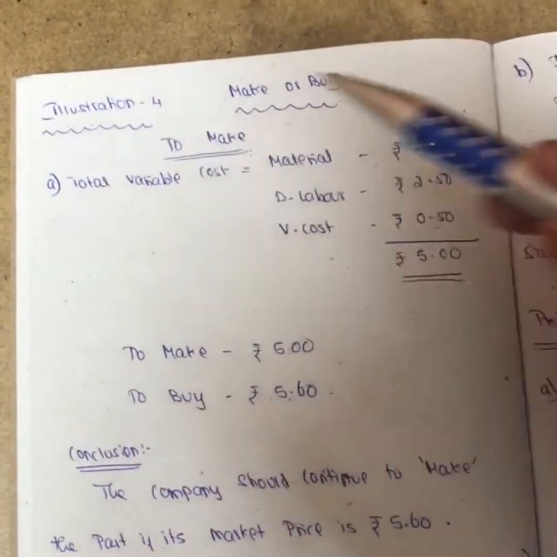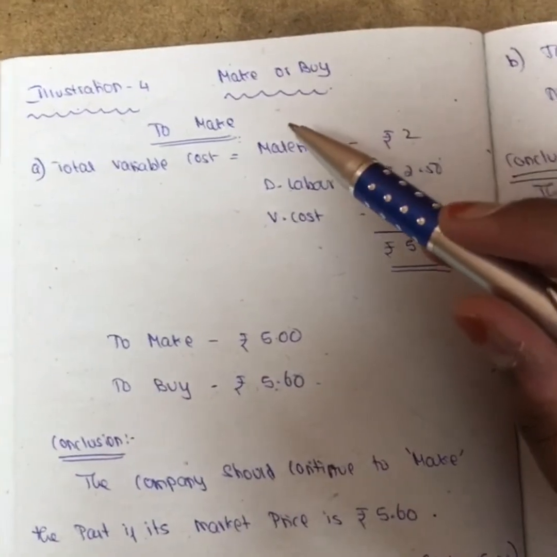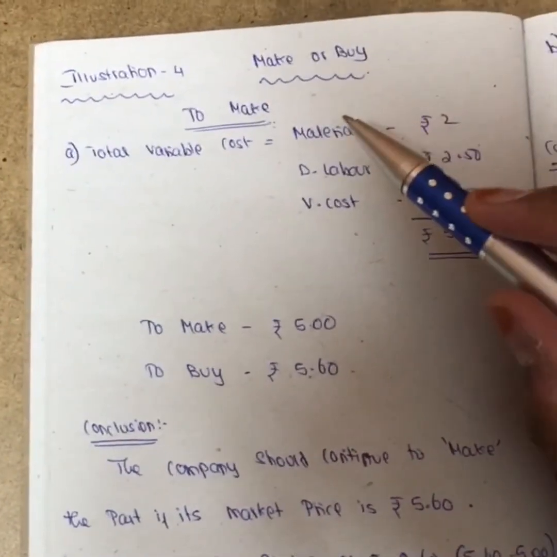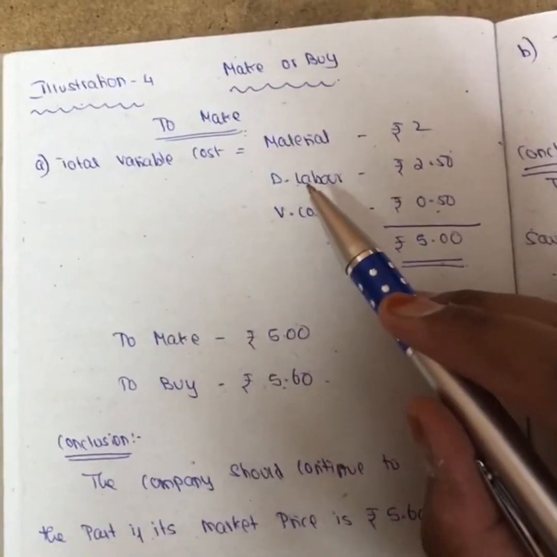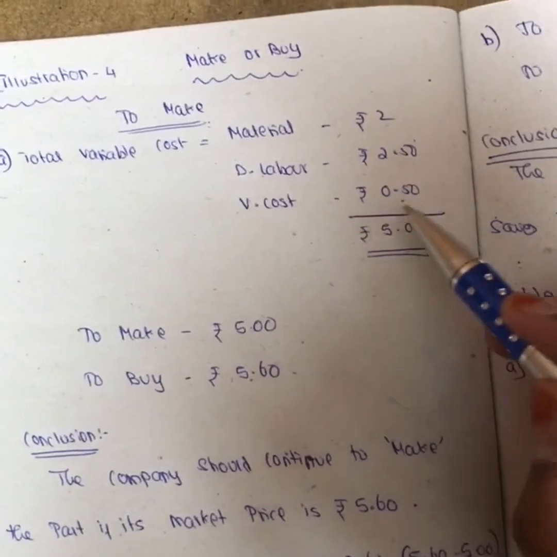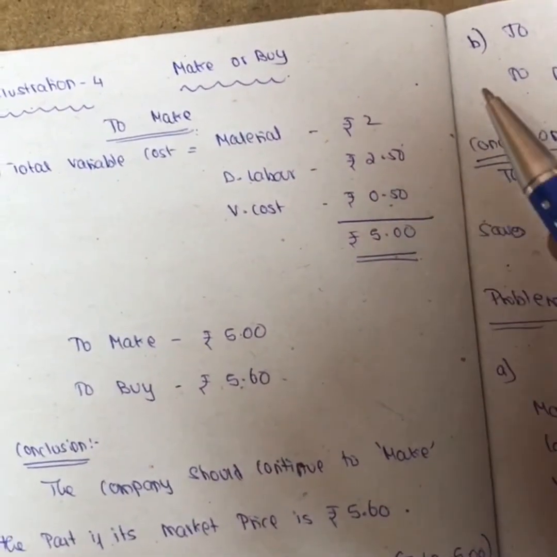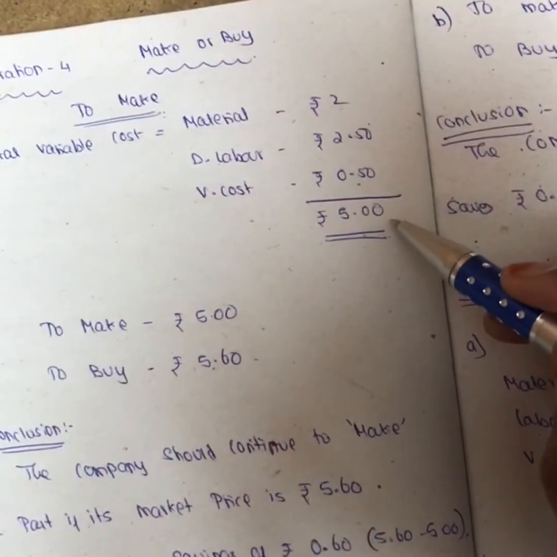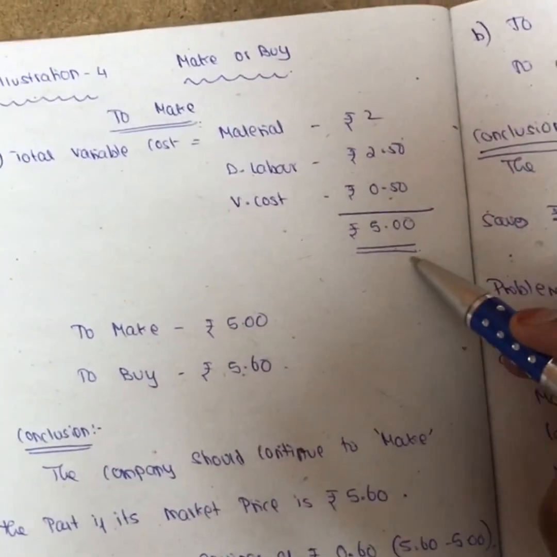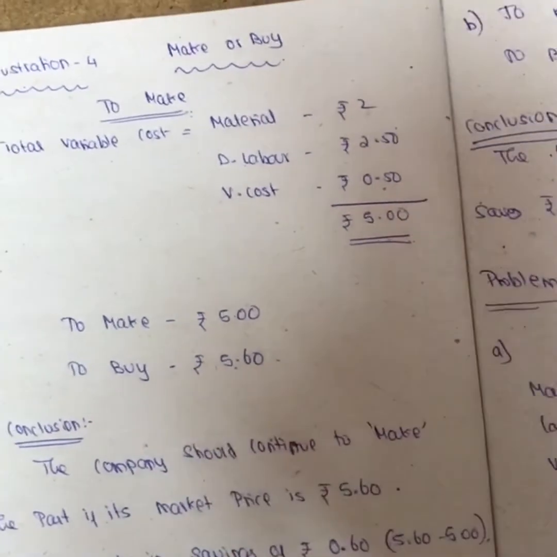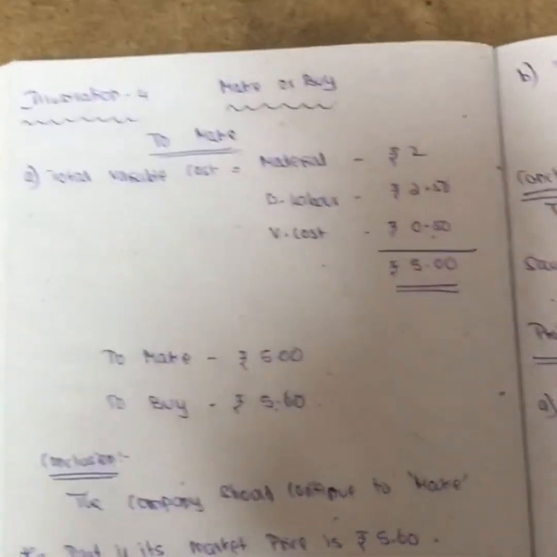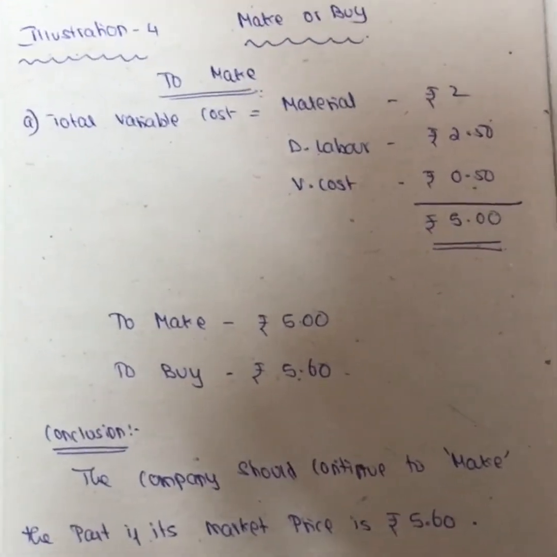Illustration 4, make or buy decision. In the first part, they are asking whether you have to make the product or buy the product. To make, total variable cost is how much? Material is 2 rupees, direct labor is 2.50, and variable cost is 50 paise. As I said, we should ignore fixed cost. So your total is 5 rupees. So to make a product, my cost is 5 rupees, and to buy from the outside supplier, my cost is 5.60. Obviously, where the expenses are less, there only you will go.